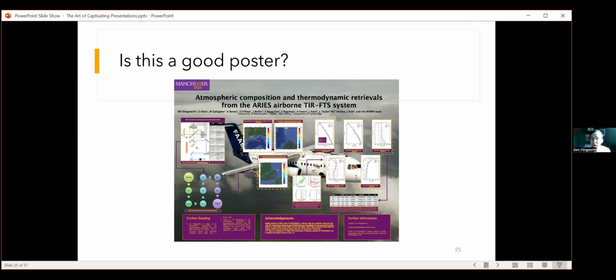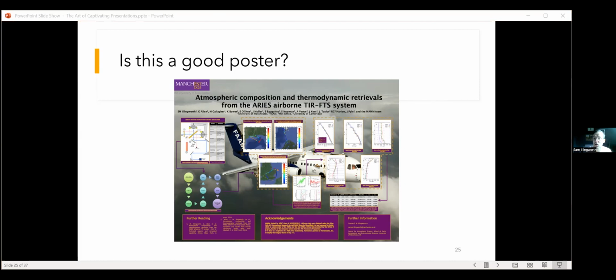But there's no right or wrong answer. I'm just thinking about all the things we talked about, so using text sparingly, making it uncluttered, having some visuals, making it clear to read, and using structure to tell a story. Does this poster do a good job of that or not?